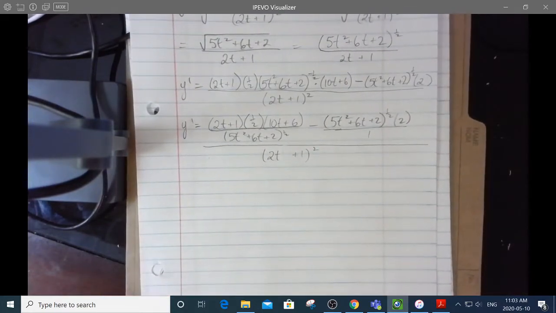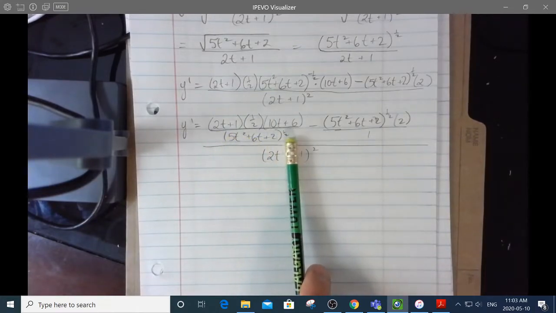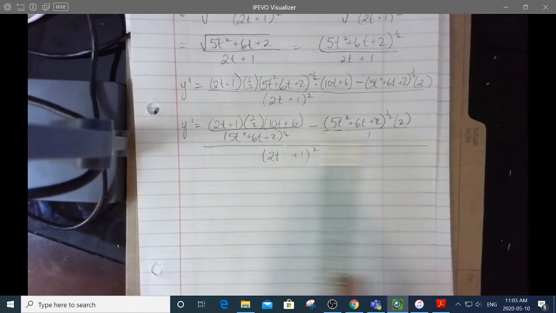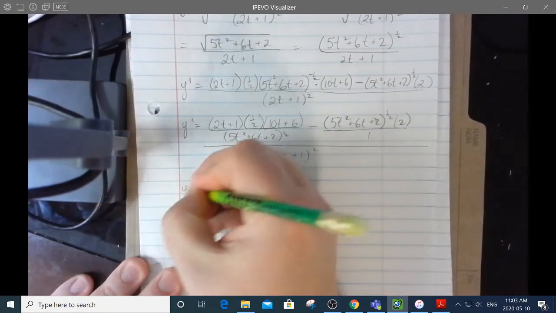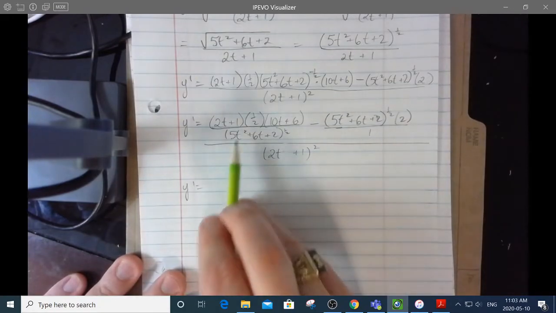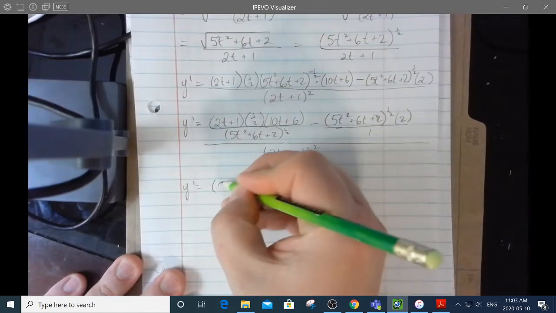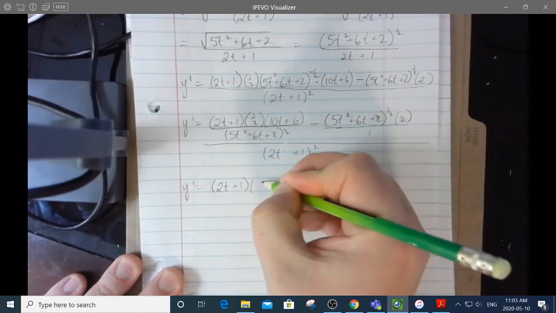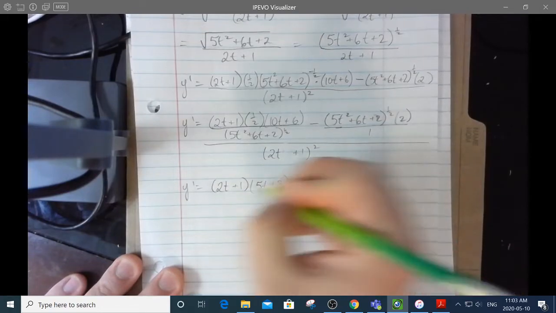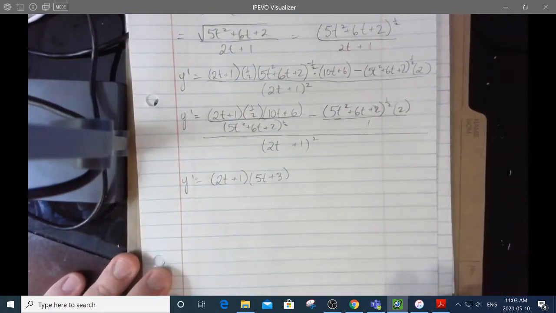What can I do with that mess? Well, I think I'm going to get a common denominator here. So the common denominator is just this, 5t squared plus 6t plus 2 to the power of a half. So I'm going to times top and bottom here by that denominator. That's actually going to make my life fairly easy. I'm also going to tidy this up. How about I take a half times both of those things, which gets rid of the half, and just gives me 5t plus 3.